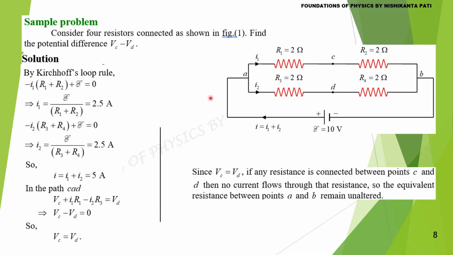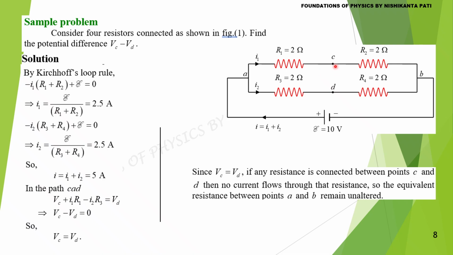By Kirchhoff's second law, in this loop, minus I2 R3 minus I2 R4 plus E equal to 0. I2 is 2.5 ampere. So I is coming 5 ampere. In the path CAD, Vc plus I1 R1 minus I2 R3 is Vd. These two terms cancel. So Vc is coming equal to Vd.